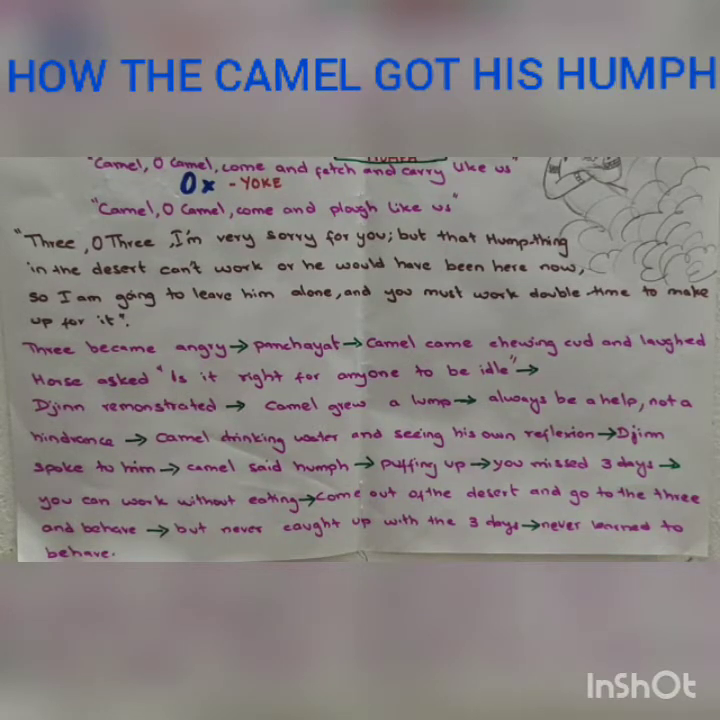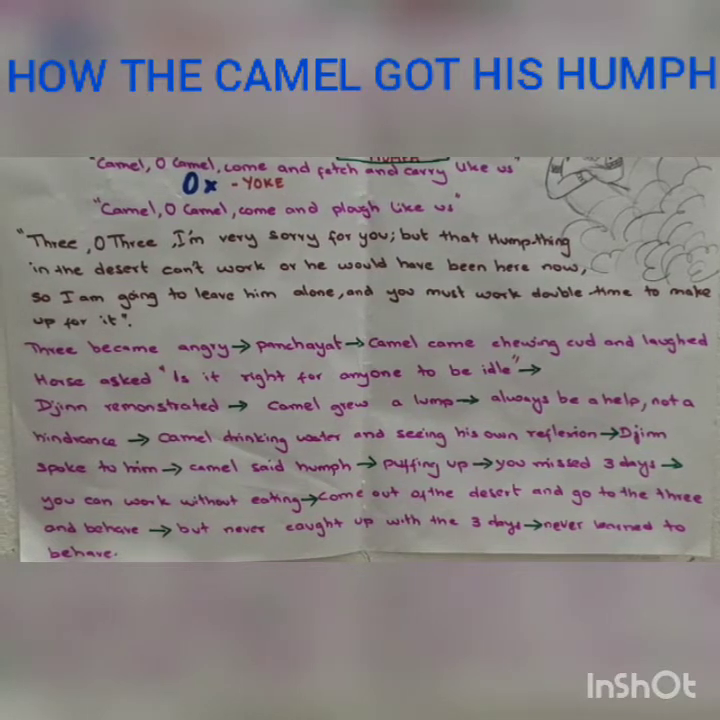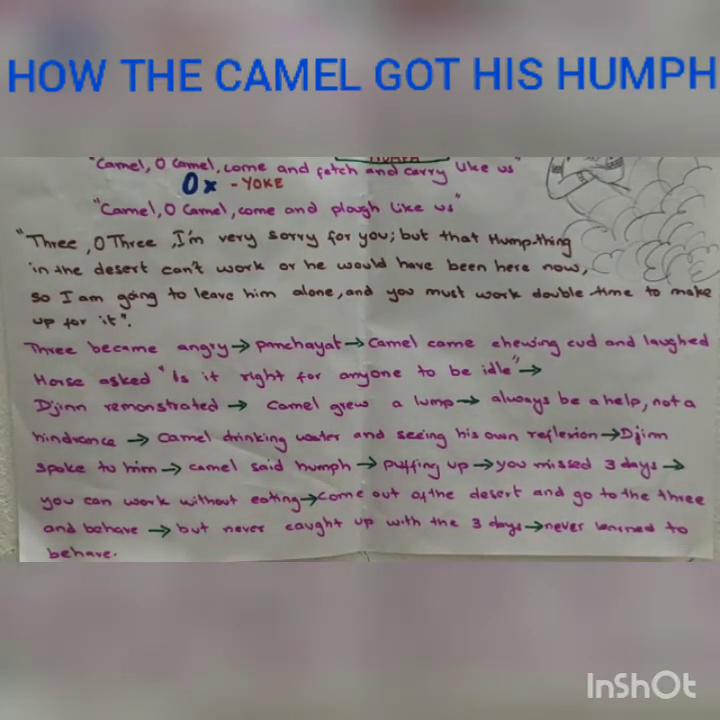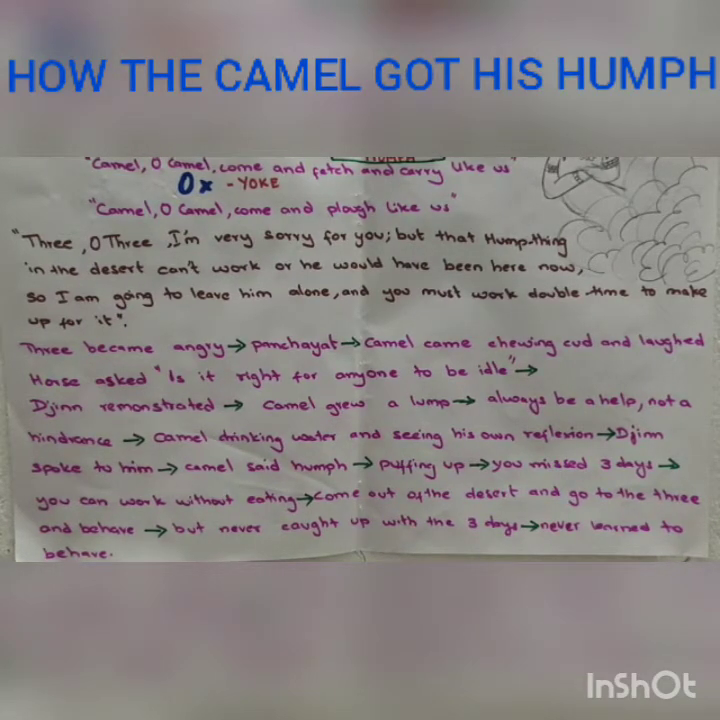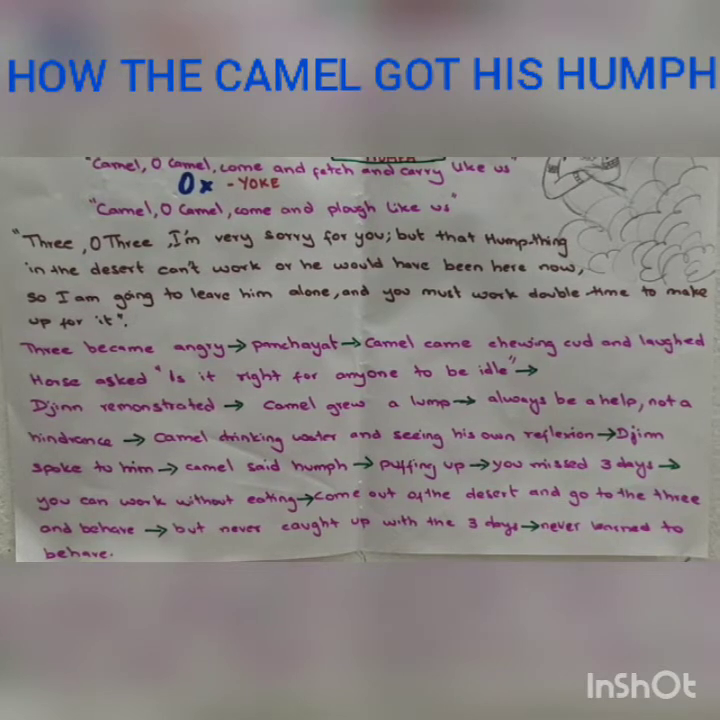I will handle this. And the jinn thought, as the camel keeps telling humph, let me give the camel a lump. A lump is some swelling. Sometimes, have you seen, by mistake you hit your wall or your head, a small lump comes up on your forehead, a swelling. So a lump is something like a swelling. So the jinn thought, let me give him a lump. And slowly a small lump came up on the camel's back.